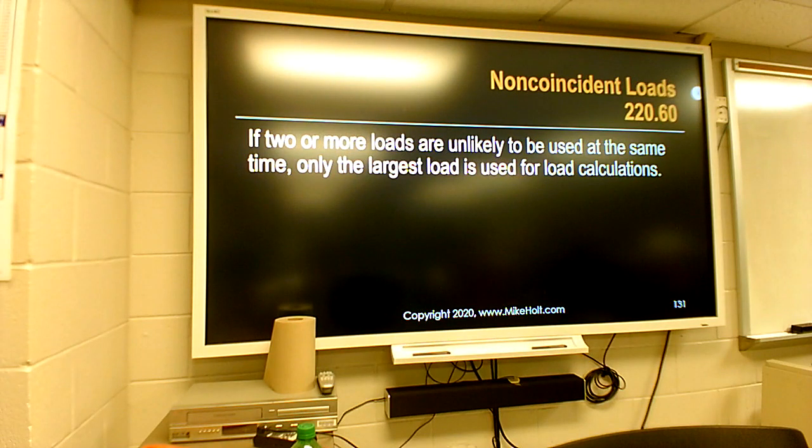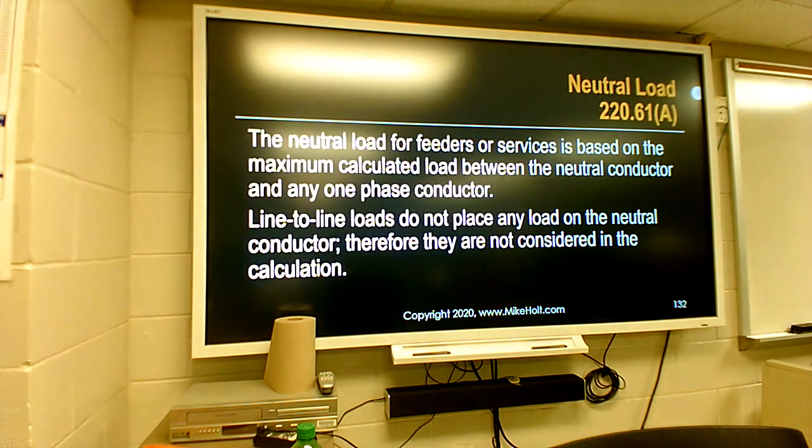If two or more loads are unlikely to be used at the same time, only the largest load is used for load calculations. Neutral load for feeders or services. The neutral load for feeders or services is based on the maximum calculated load between a neutral conductor and any one-phase conductor. Line-to-line loads do not place any load on the neutral conductor, therefore, they're not considered in the calculation for neutral.